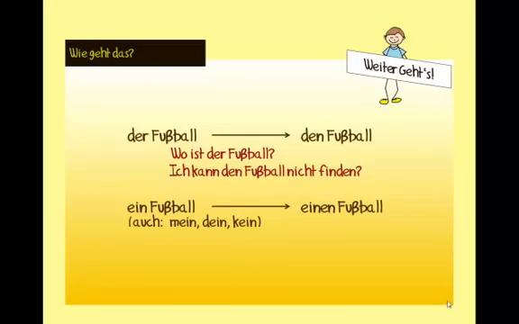And you see that little side note on the bottom. This happens also with mein and dein and kein. Mein Fußball ist neu. My soccer ball is new. My soccer ball is the subject of the sentence. Hast du einen Fußball? Do you have a soccer ball? Who has? You have, so you are the subject. And you have what? A soccer ball. The soccer ball is your direct object, therefore in the accusative case.